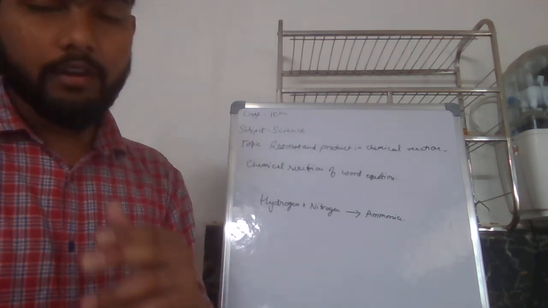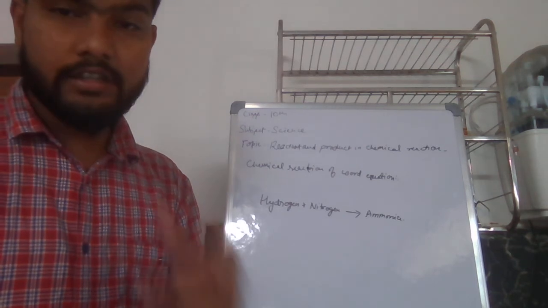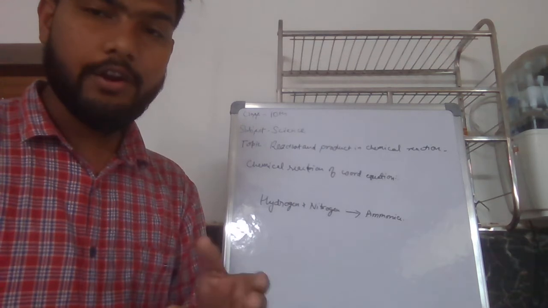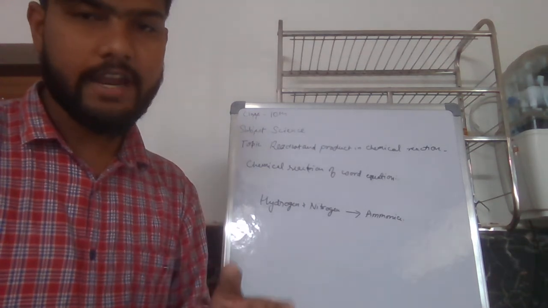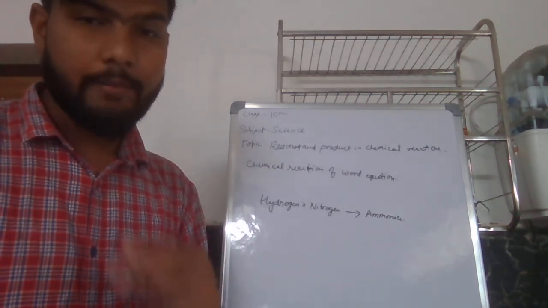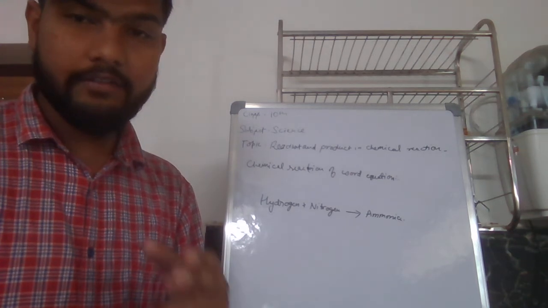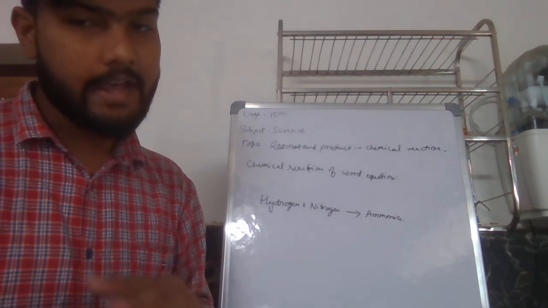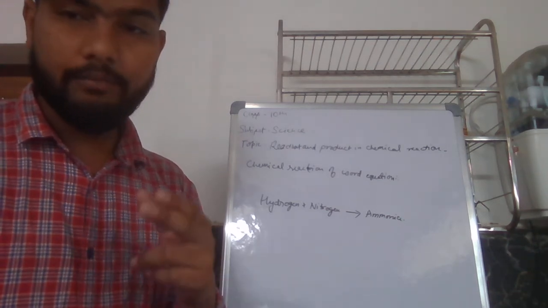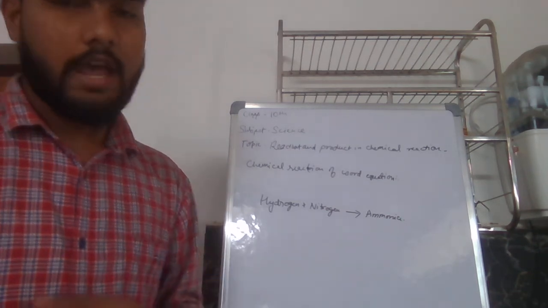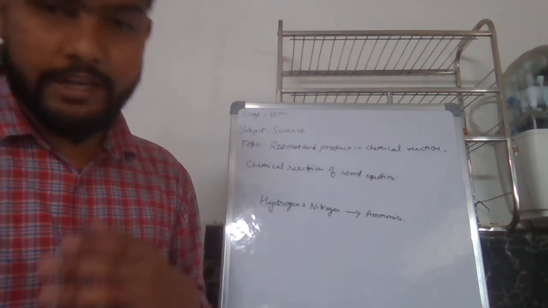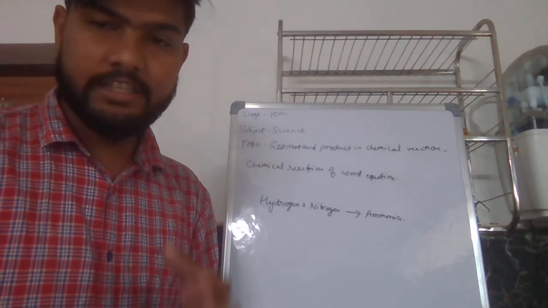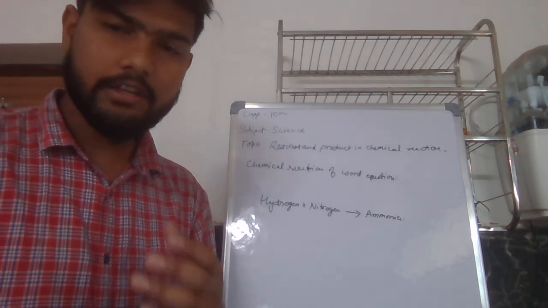Second, hydrogen sulfide gas burns in air to give water and sulfur dioxide. The third one is barium chloride reacts with aluminum sulfate to give aluminum chloride and a precipitate of barium sulfate. And the fourth one is potassium metal reacts with water to give potassium hydroxide and hydrogen gas.